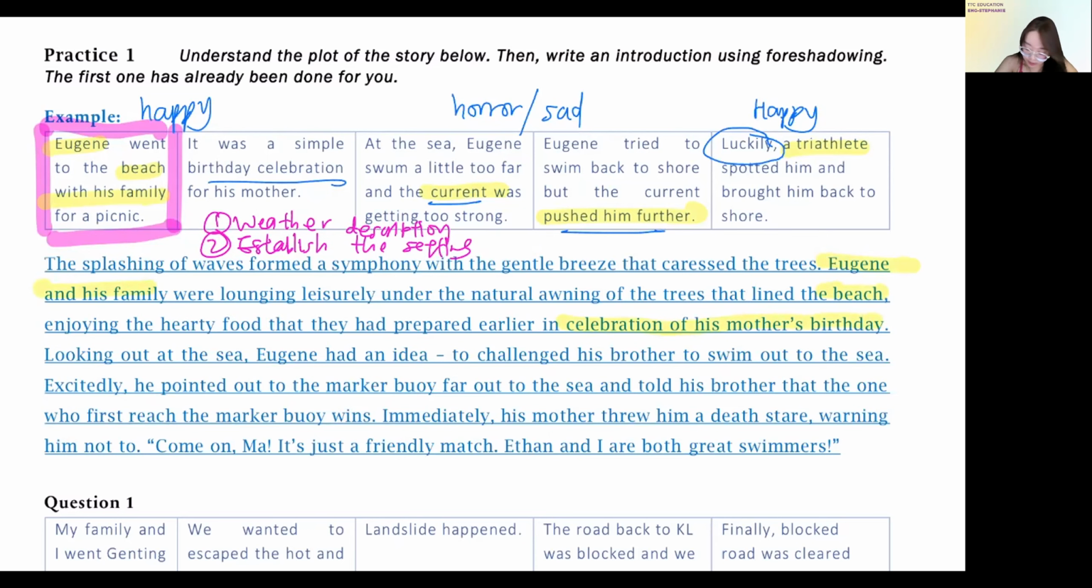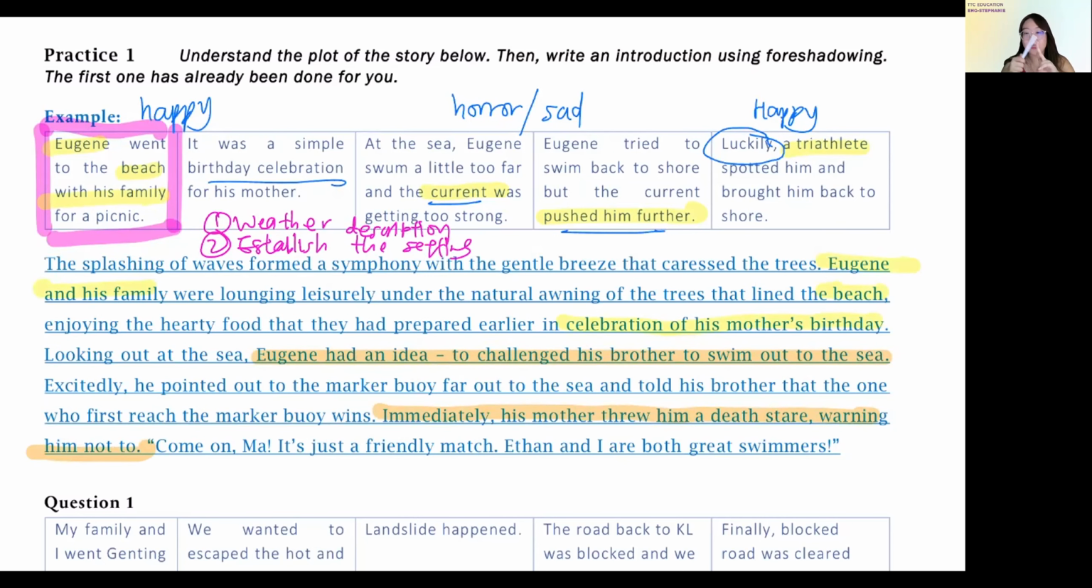So looking out at the sea, Eugene had an idea, challenged his brothers to swim out to the sea. So this is the core highlight. And this is actually the phrase that hints that something is going to happen later. Challenge brothers to swim out to the sea. And then again, immediately mother threw him a death stare, warning him not to. So you're trying to build the emotion up to let the audience know that, one, swimming out to the sea is a challenge. So it's not that easy. It's not an easy journey.